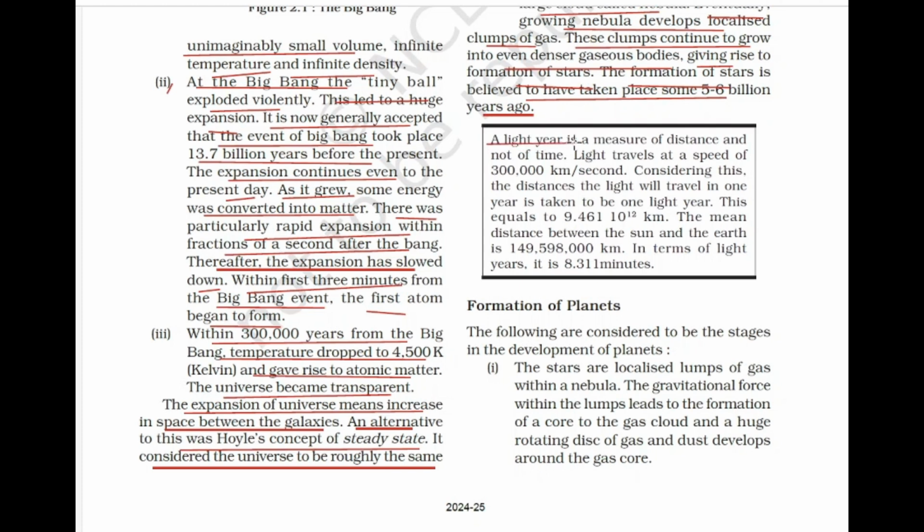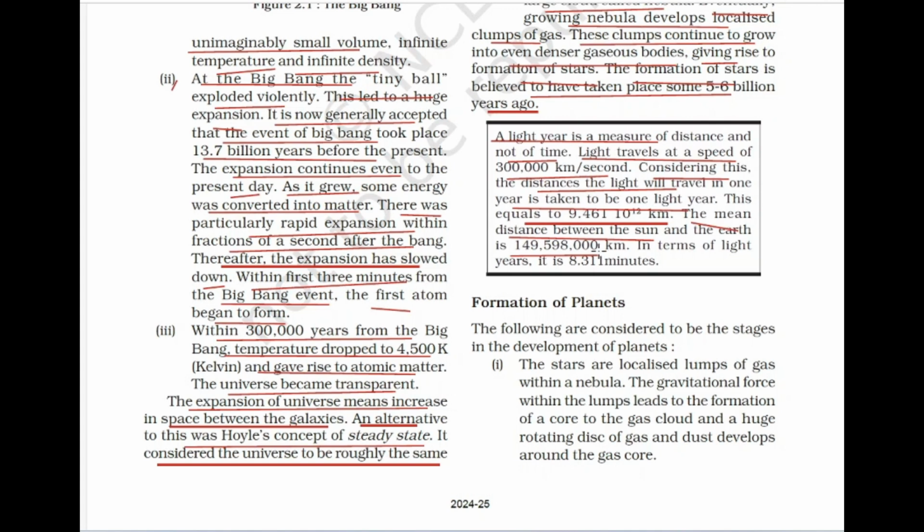What is a light year? A light year is a measure of distance and not of time. Light travels at the speed of 3 lakh kilometers per second. Considering this, the distance light will travel in 1 year is taken to be 1 light year. This equals 9.461 × 10^12 kilometers. The mean distance between the sun and the earth is 14 crore 95 lakh 98,000 kilometers. In terms of light years, it is 8.311 minutes.